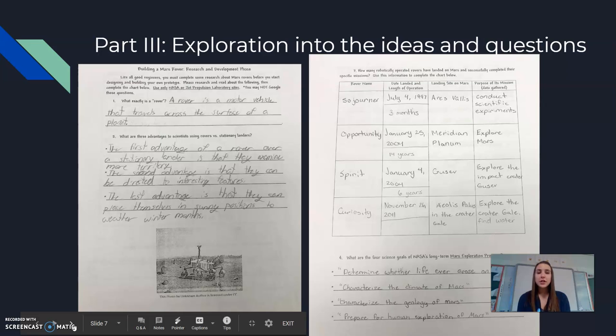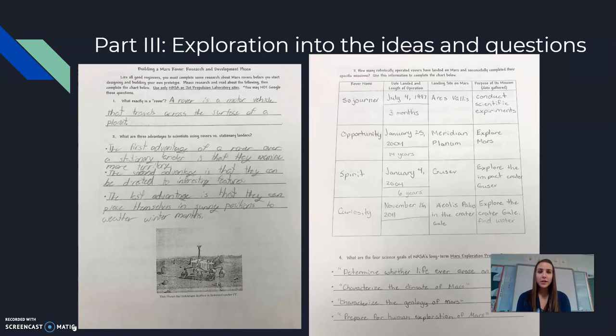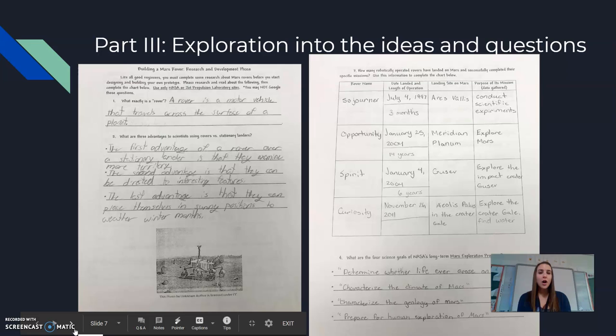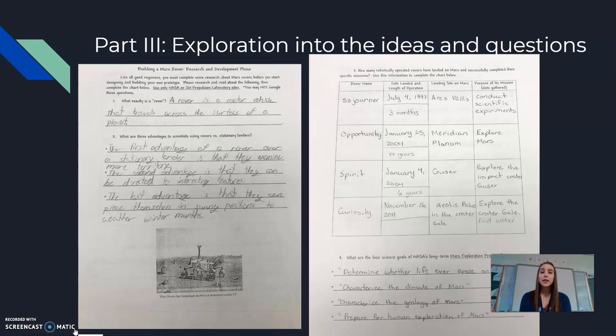This is the exploration into the ideas and questions. So I gave the students the handout. They did the research for this, so they got to see actually which crafts landed on Mars and were successful, and what the 4 goals are. So the 4 goals are determine whether life ever existed on Mars, characterize the climate of Mars, characterize the geology, and prepare for human exploration of Mars.